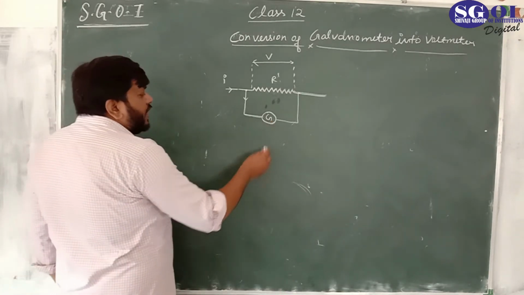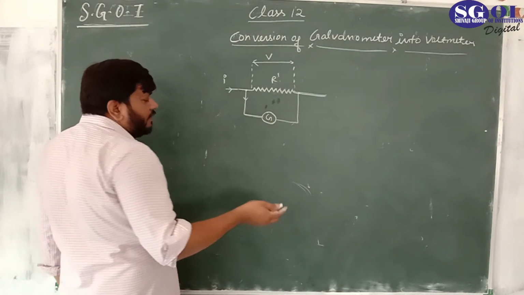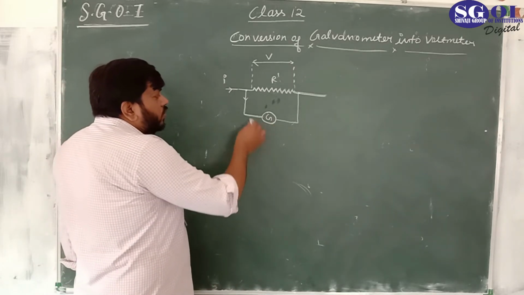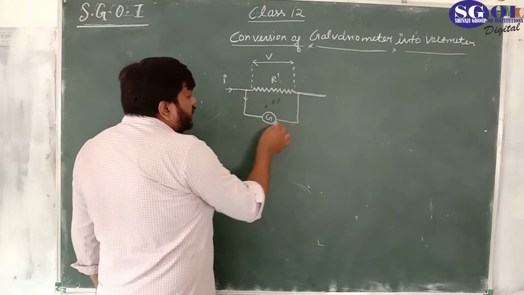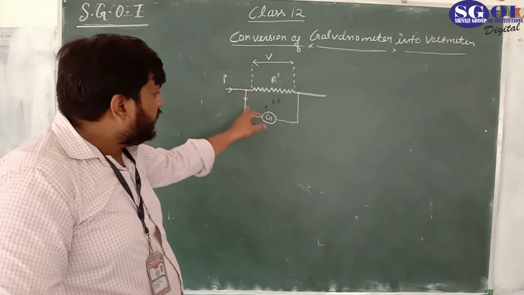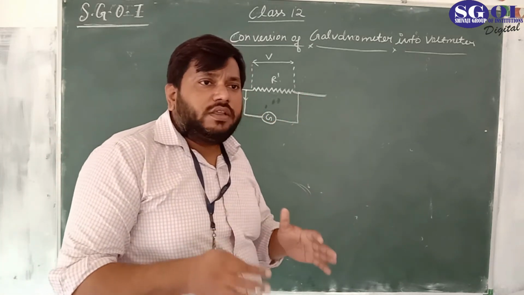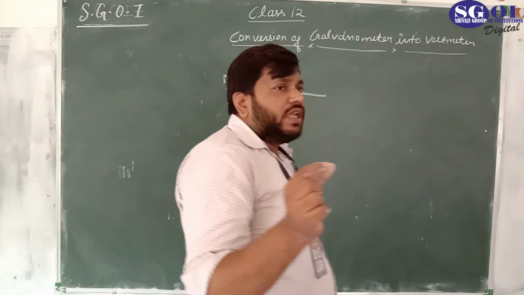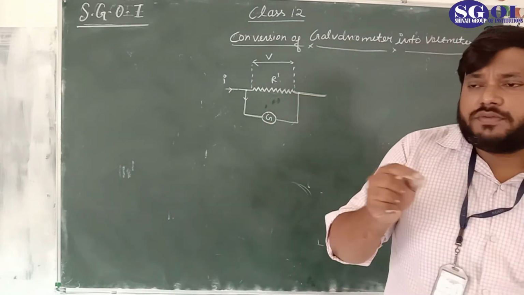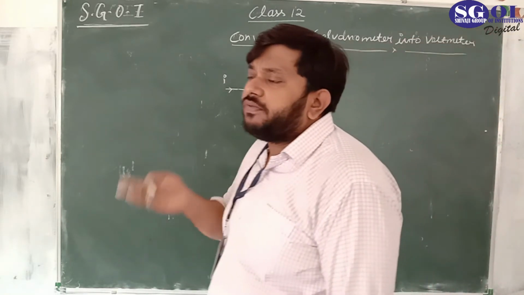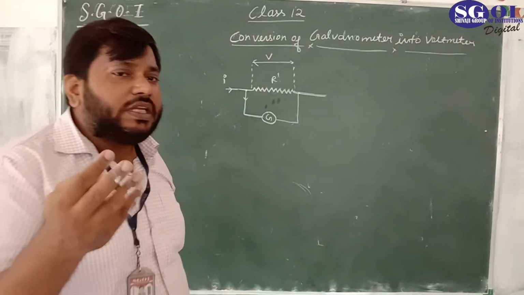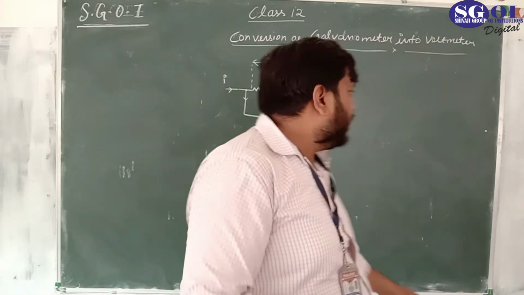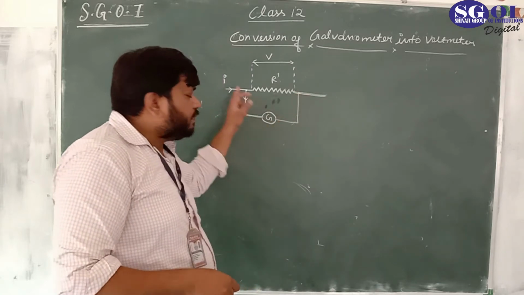The resistance of the galvanometer is G, which we already know. So what should we do? Our goal is that the current in this particular path should be very small, negligible. And we know that for making a current in a particular path very small, the resistance of that path has to increase. So our problem is solved here. We have to increase the resistance of this particular path.